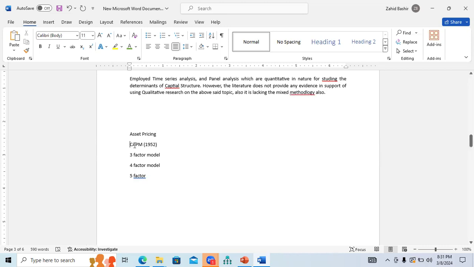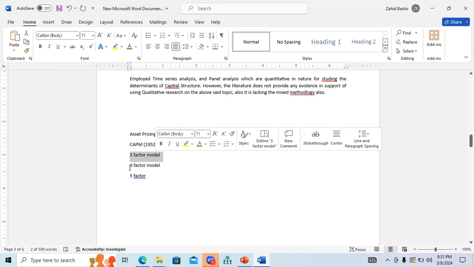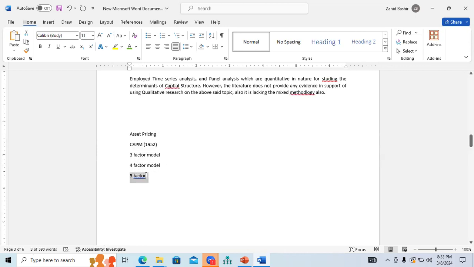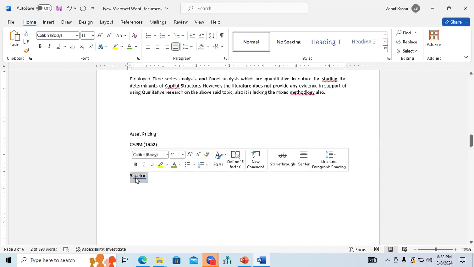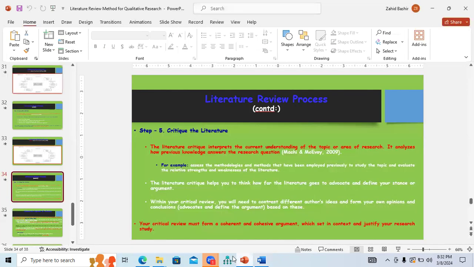Someone builds the initial argument in the name of this. Someone builds this argument, someone builds this argument, and someone builds this argument. I cannot start my discussion from the five-factor model. I need to start my discussion from this, and I need to provide a logical sequence between all these arguments. So I need to conclude with the final one, and I need to point out some deficiencies that have not been addressed in all these arguments. So this would be my contribution.